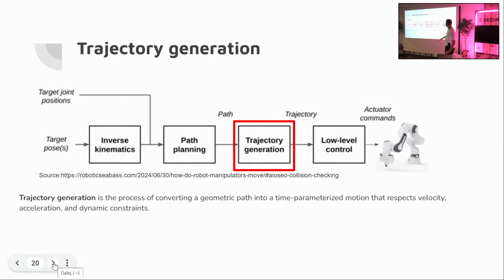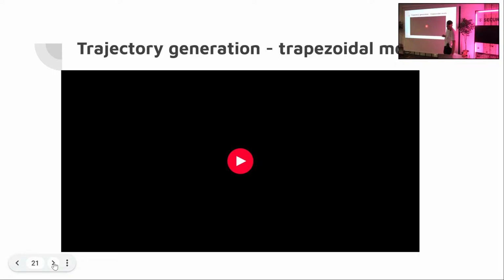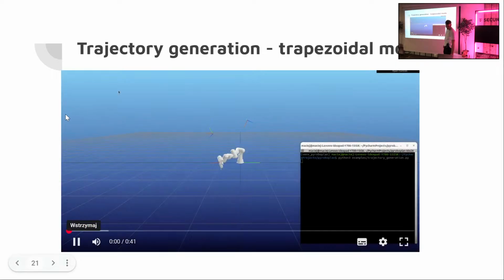Okay, the next box is trajectory generation. So it's the process of converting a geometric path into a time-parameterized motion that respects velocity, acceleration, and dynamic constraints. In PyRoboPlan, we have implemented two modes of trajectory generation. One of these is trapezoidal mode. So I will show you an example which I recorded.